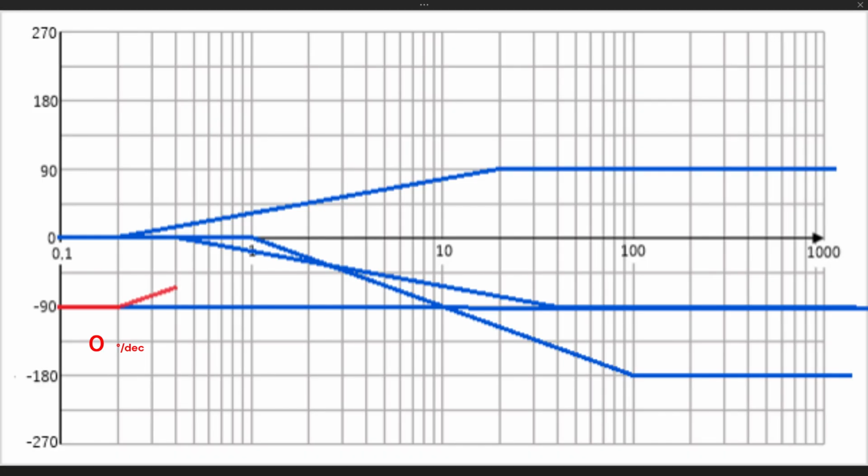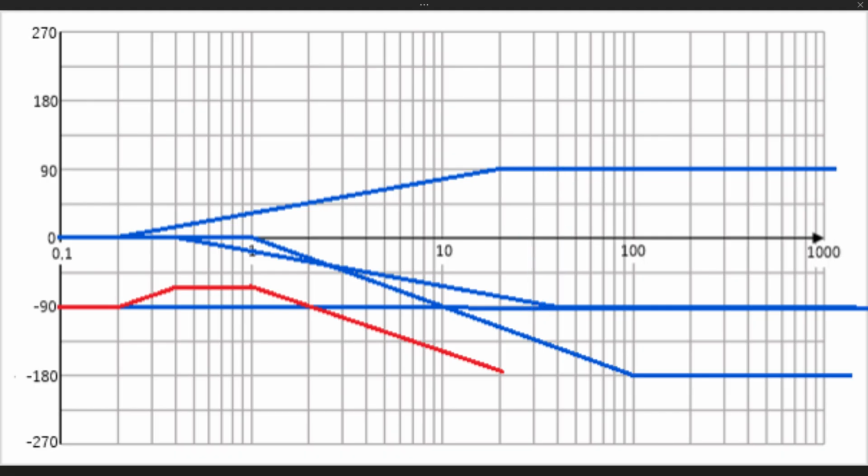Once it reaches 0.2, there's the zero that's involved, and it increases at a rate of 45. Okay, so we just draw a line parallel to that. At 0.4, there's the normal pole, that's -45, so that cancels out the zero, so it continues a straight line. At 1, there's the complex poles, causing it to decrease at a rate of -90. So you're going to draw a line parallel to that.